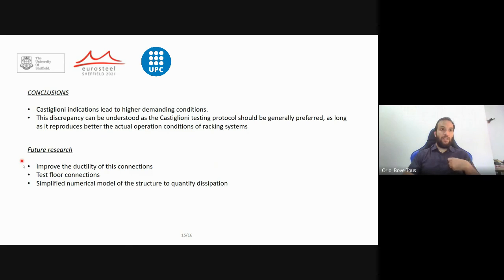In future research, the authors want to make changes in the design of these connections in order to improve the ductility, want to test floor connections, and also to perform simplified numerical models in order to quantify this energy dissipation in a whole structure, in a whole pallet rack structure.